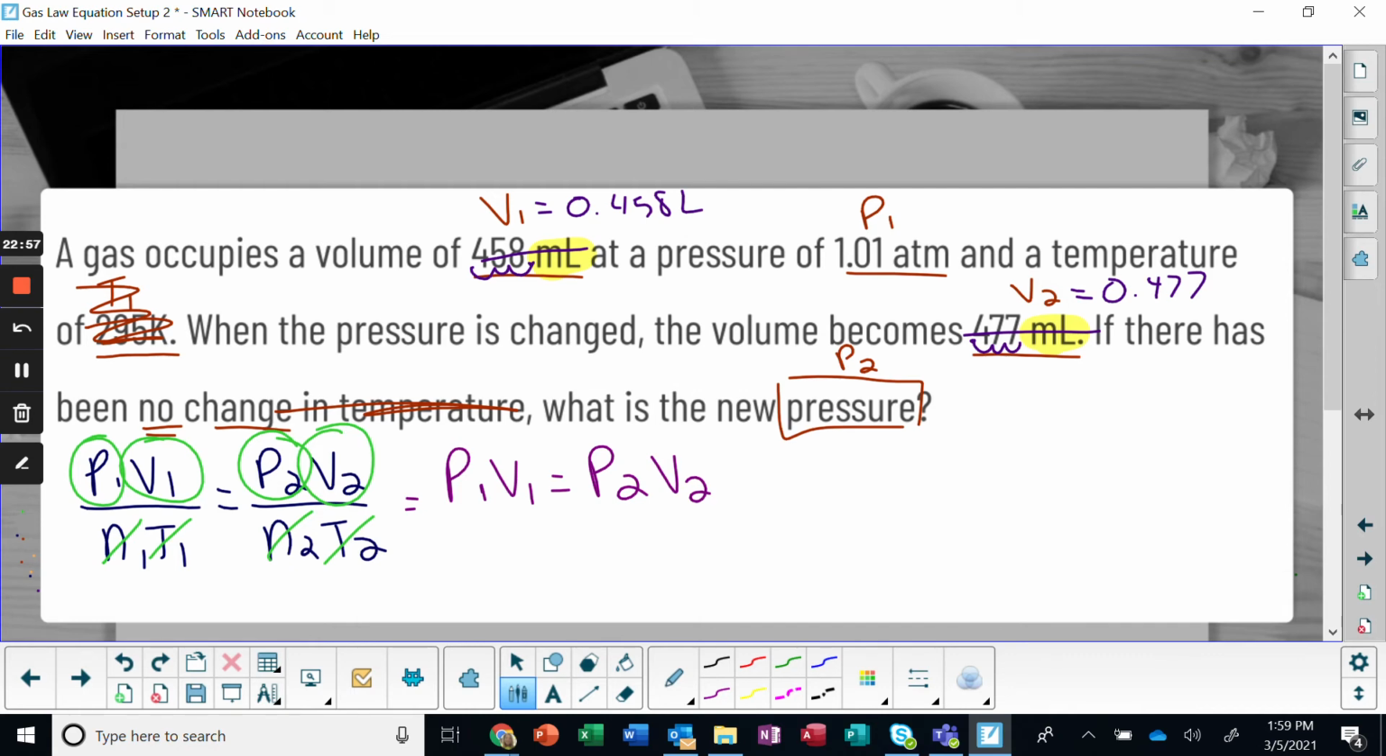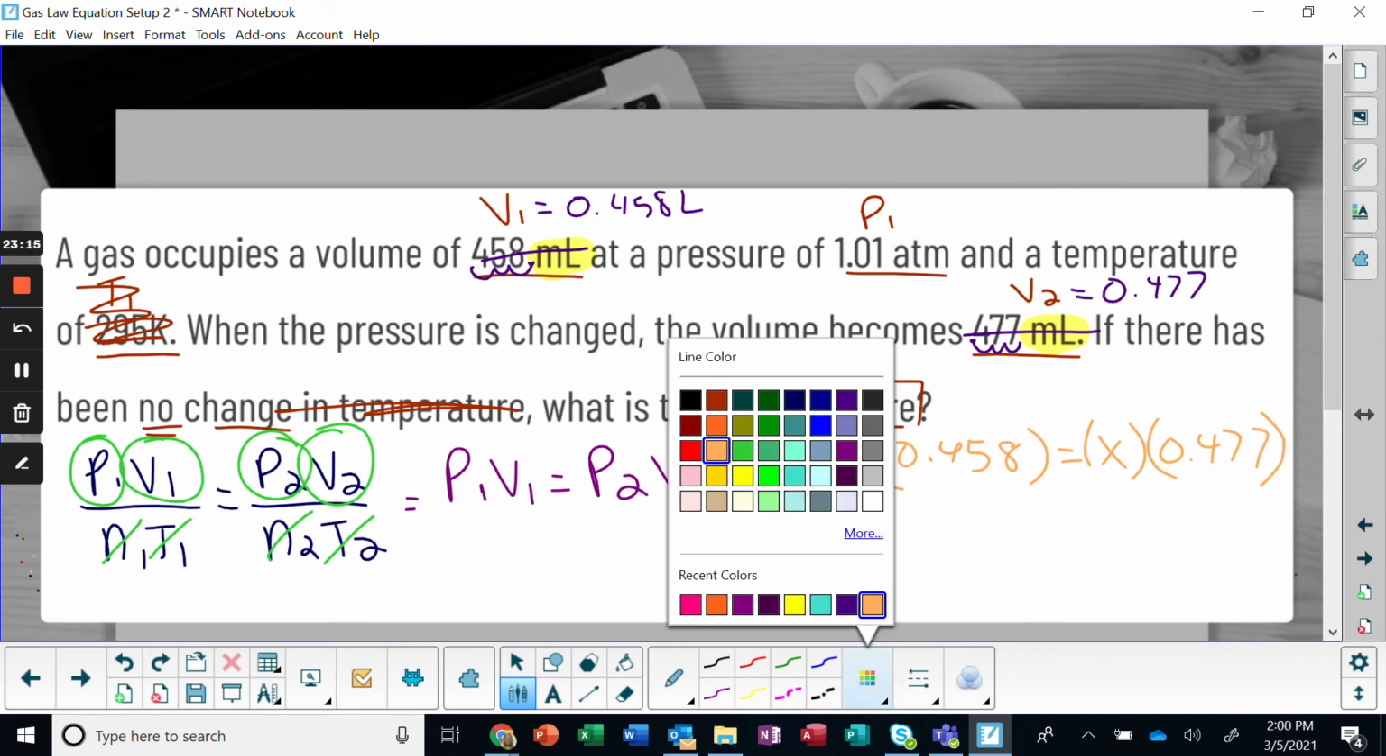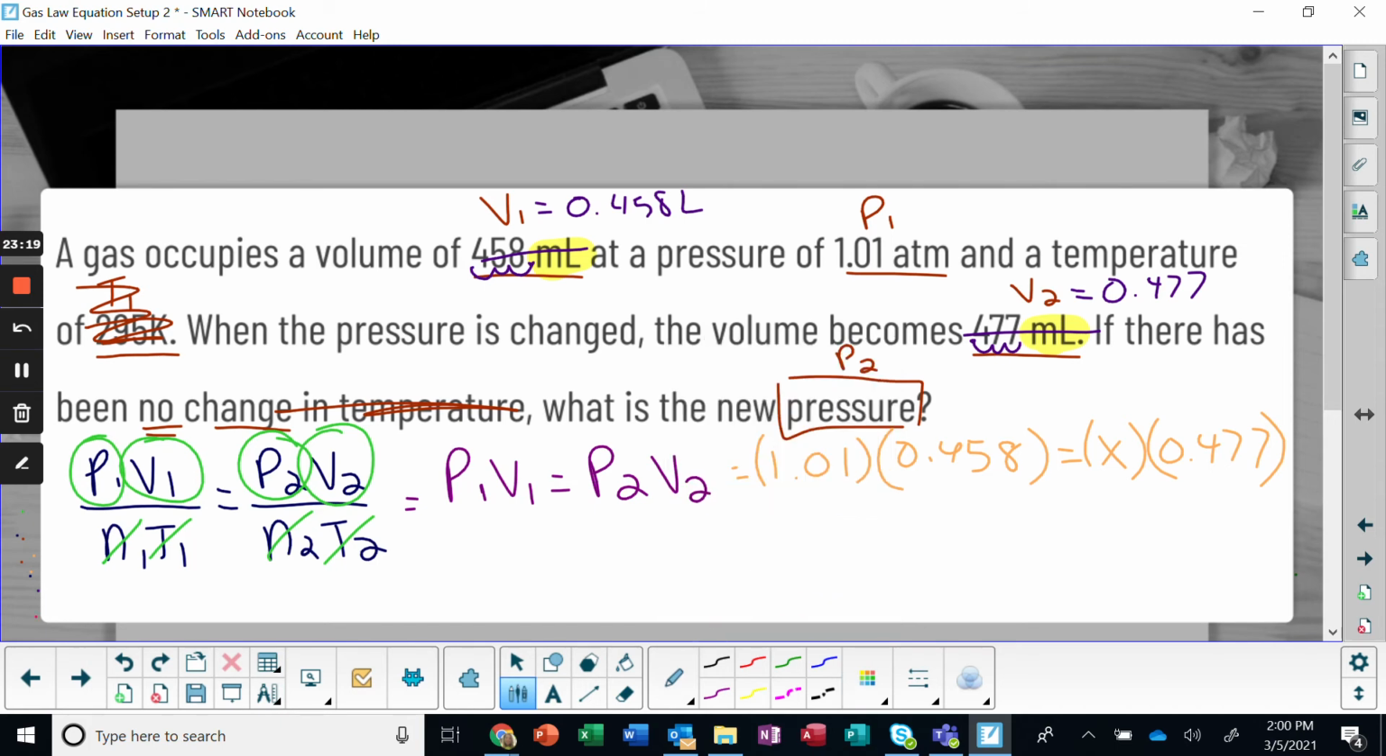So P1 is 1.01 times V1 equals P2, which is my X, times V2. Telling y'all, you are going to become so quick at this because we're going to do it so much. We are going to solve, so we're going to simplify this.